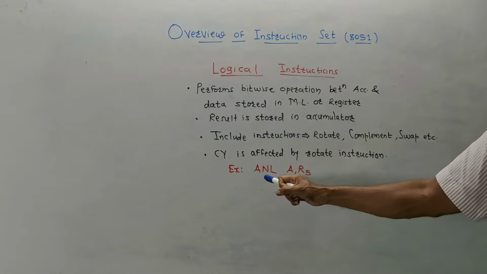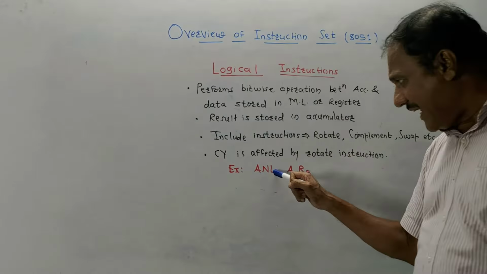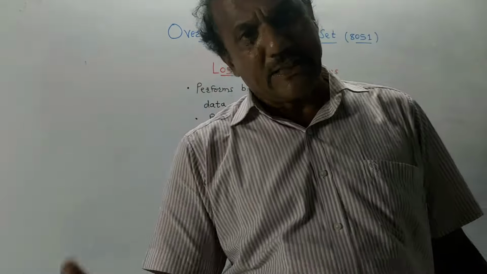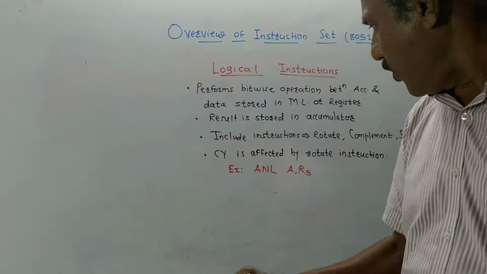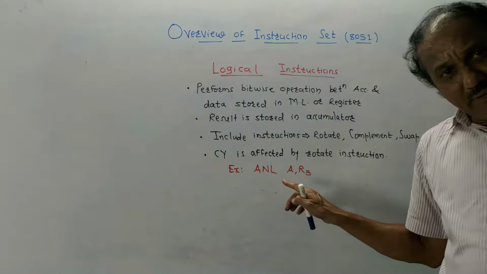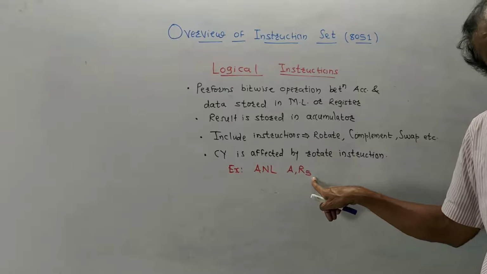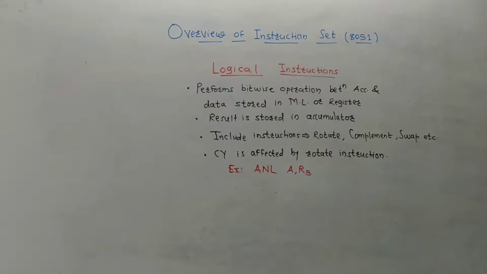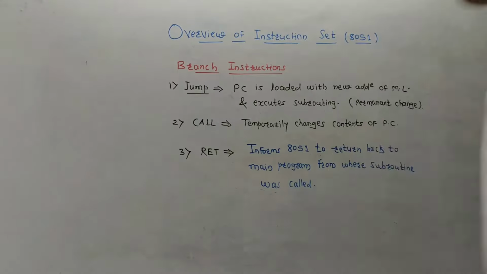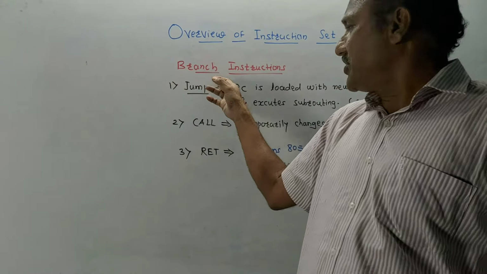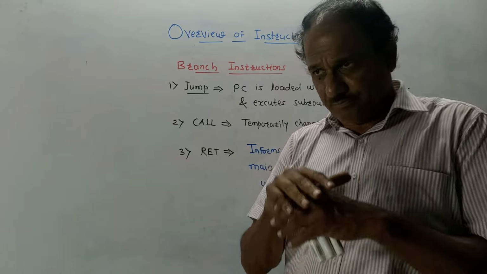For example, if I will write the instruction ANL A, R5, this ANL opcode indicates we have to perform logical AND operation between the data in accumulator A and R5. So this logical AND operation is performed bitwise. Now the last types of instructions are branching instructions or branch instructions.